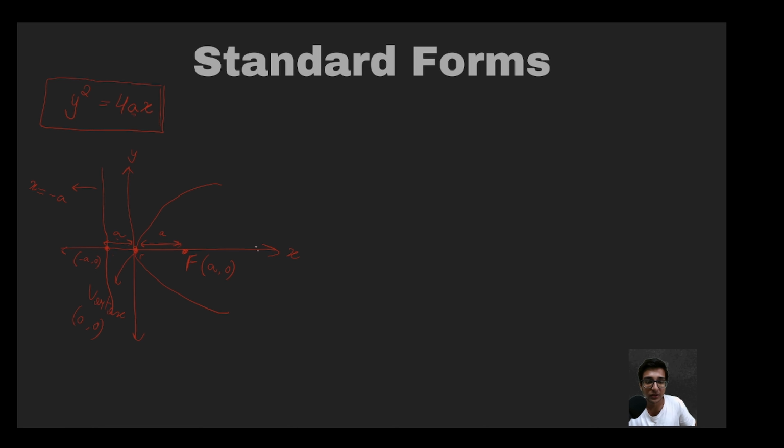So here from this what we can conclude is that the equation of axis of this parabola is y is equal to 0, and the equation of directrix is x is equal to minus a. Our focus is a comma 0, and our vertex is 0 comma 0. So these are some general information that you need to remember. It would be easier for you to solve questions.